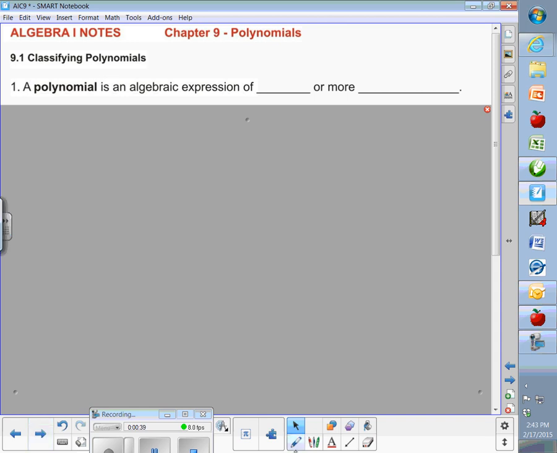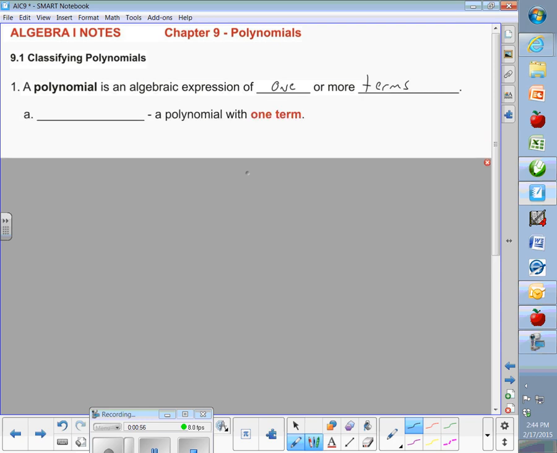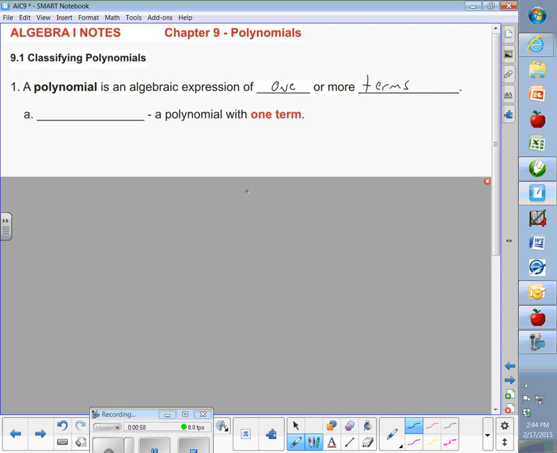Well, let's first start off with a definition. What is a polynomial? It's an algebraic expression of one or more terms. One or more terms is a polynomial. I'm going to show you an example of all of those here as we get into some specifics. Okay, so we have a special name for when a polynomial has one term.